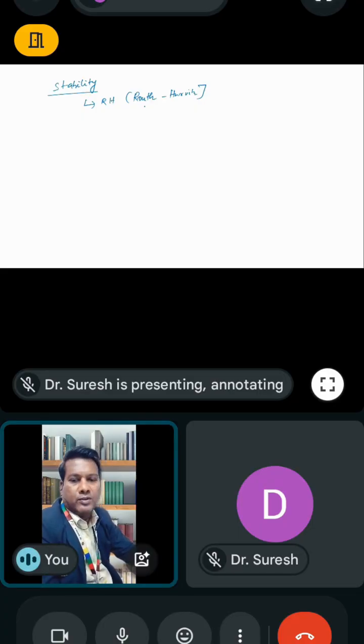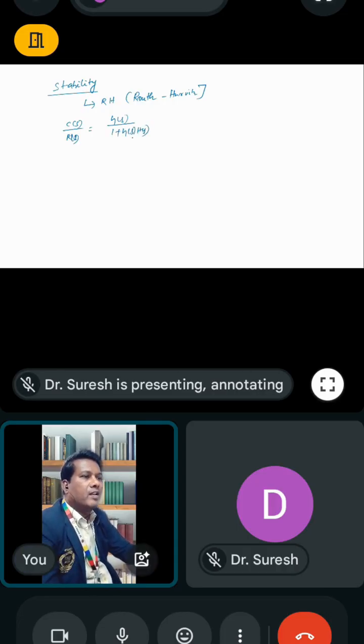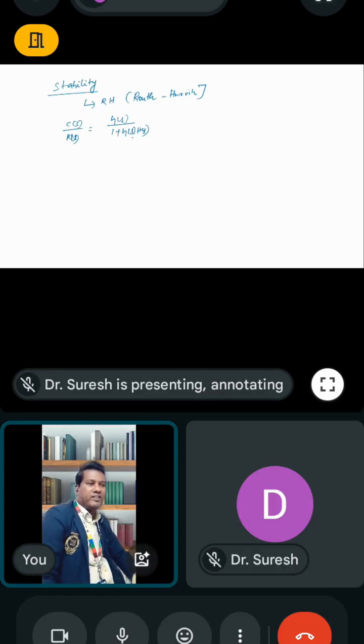This method is used to find the stability of a closed loop system. Before finding the stability of a closed loop system, we have to know the transfer function of the closed loop system. The closed loop transfer function, C of s by R of s, is G of s divided by 1 plus G of s H of s, where G is the system transfer function and H is the feedback transfer function.